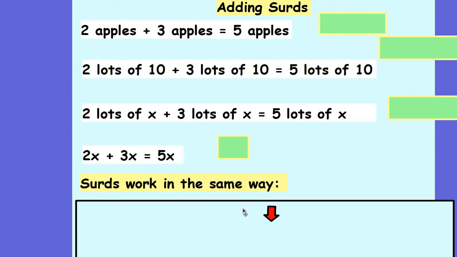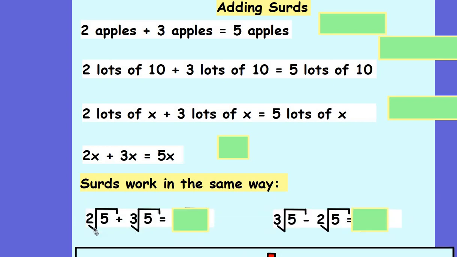Now, adding surds and subtracting surds works in exactly the same way. If I've got 2 lots of the square root of 5 and I add on 3 lots of the square root of 5, I'm going to have 5 square root 5. If I've got 3 lots of the square root of 5 and I subtract 2 lots of the square root of 5, I'm going to have 1 lot of the square root of 5.